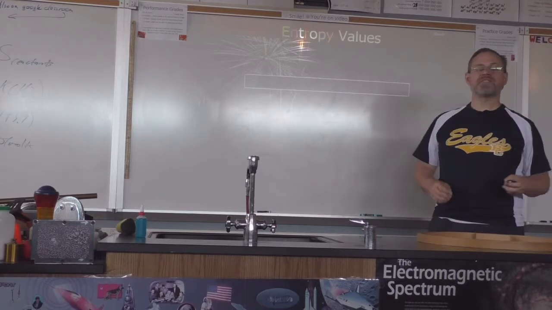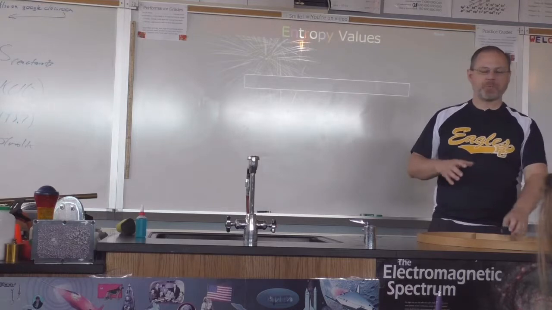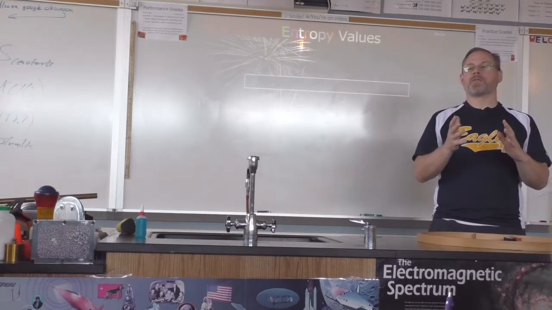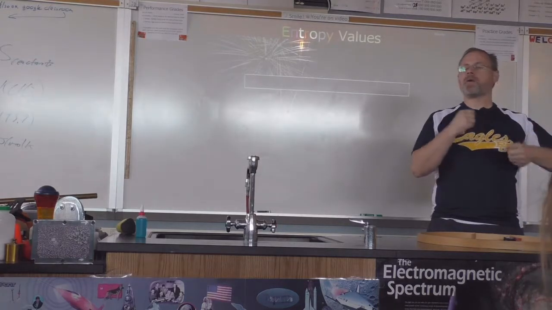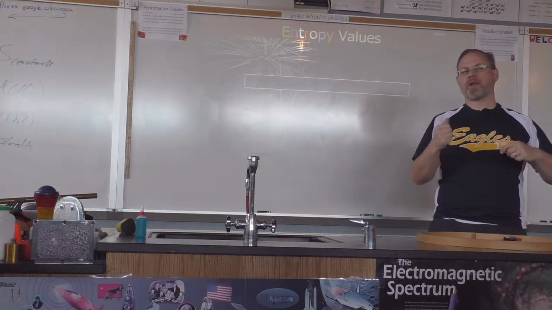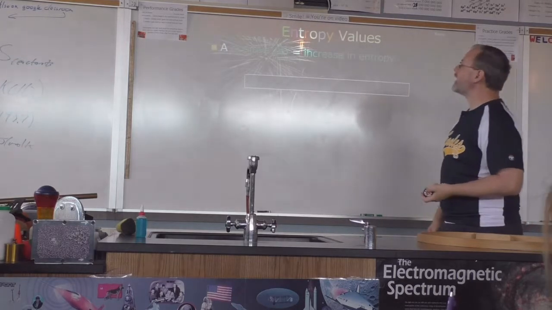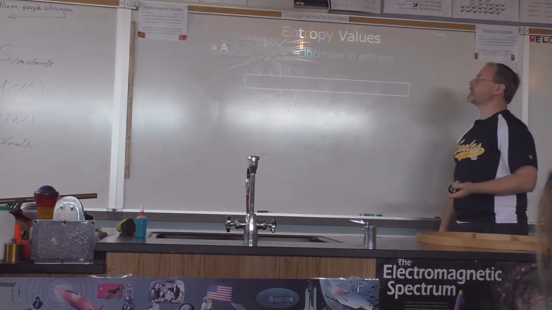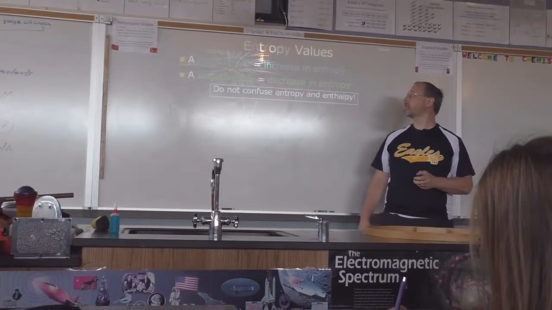Okay, so let's summarize entropy. Does the universe prefer entropy to increase or decrease? Increase. Think about it. If you don't shower for a few days, you don't clean your room for a month, what's going to happen? Increase, yeah. So the universe prefers increasing entropy. A positive delta S is an increase in entropy. A negative delta S is a decrease in entropy.